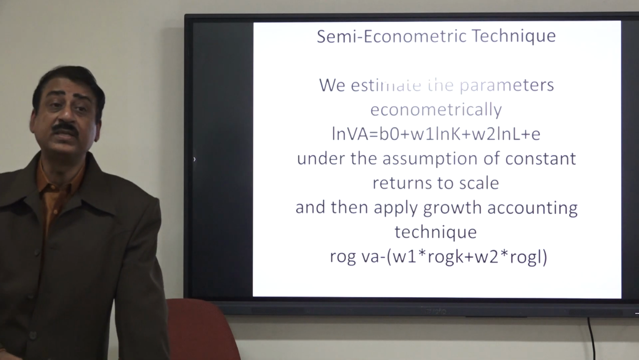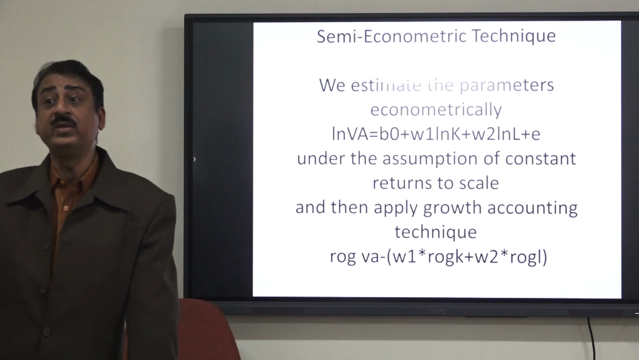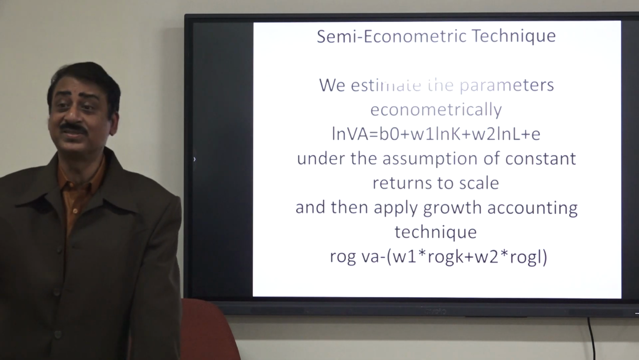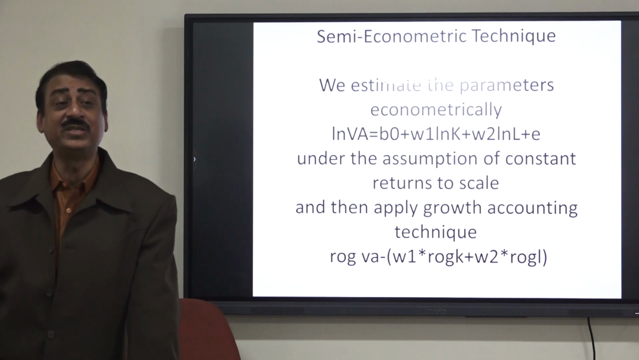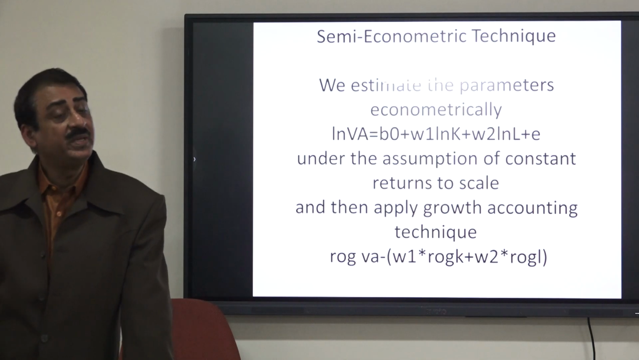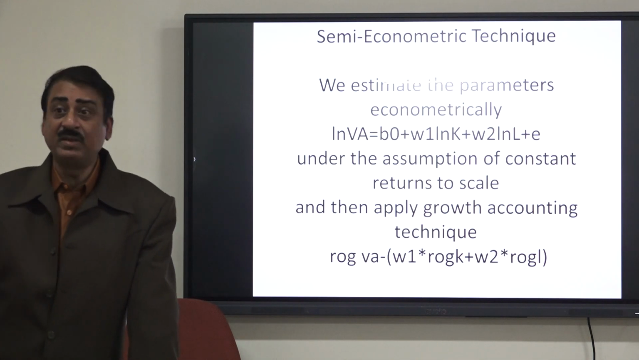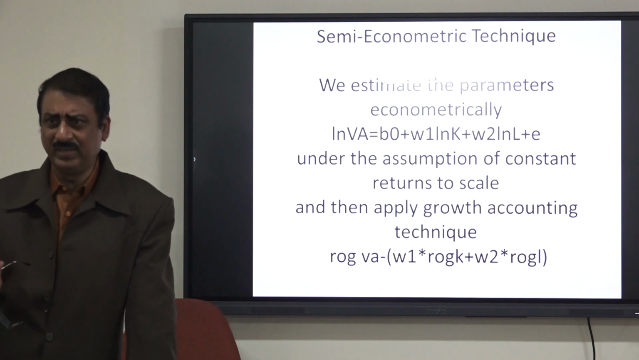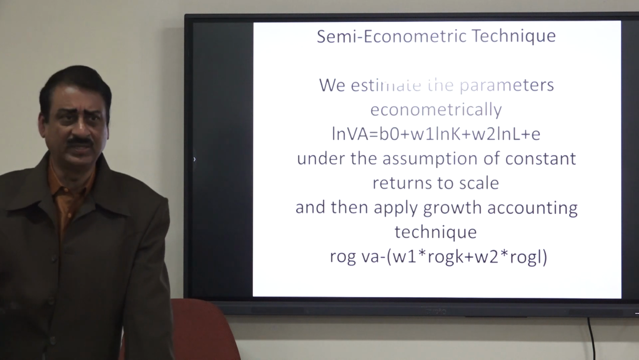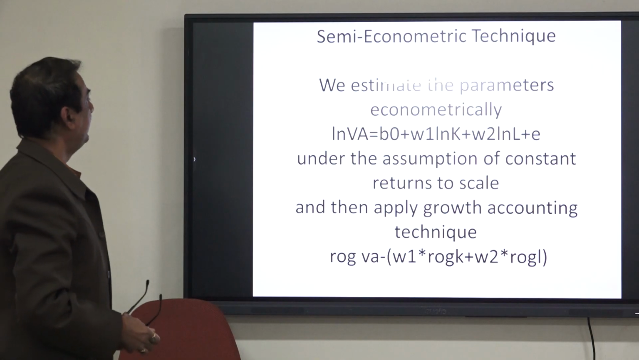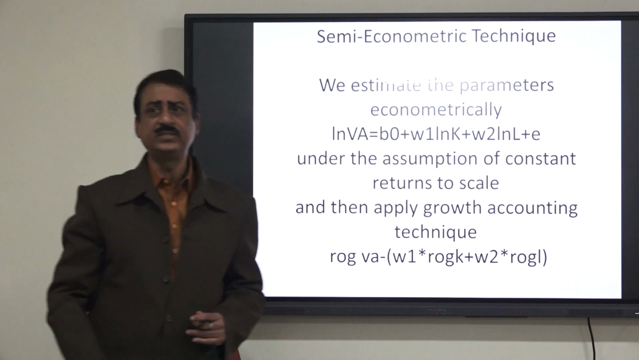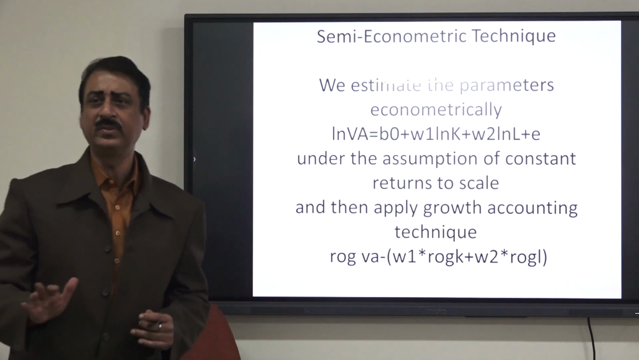But some people say that no, the initial year, 1980, is very old. After that, a lot of changes have taken place. The share of labor and capital have changed drastically. So maybe you should take the average of W1 and W2 or whatever. There are a lot of debates on which share one should consider. Anyway, the growth accounting technique, as I will show you in the Excel sheet, is relatively easy to calculate.